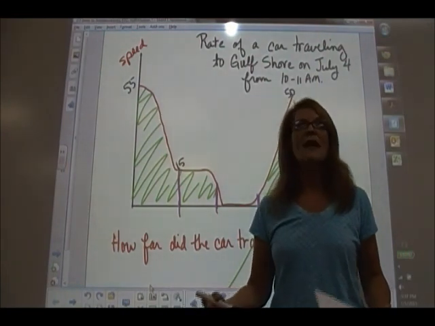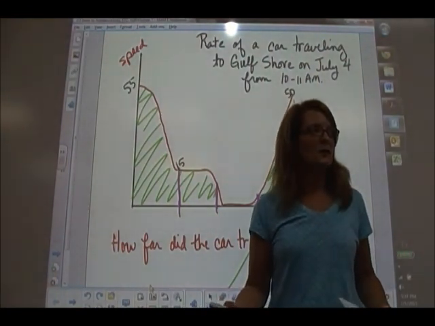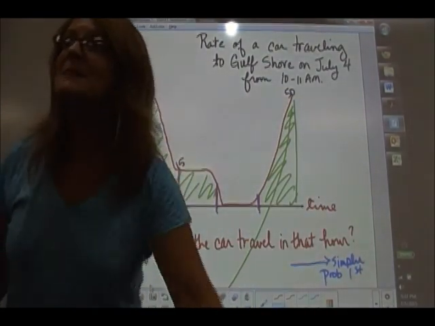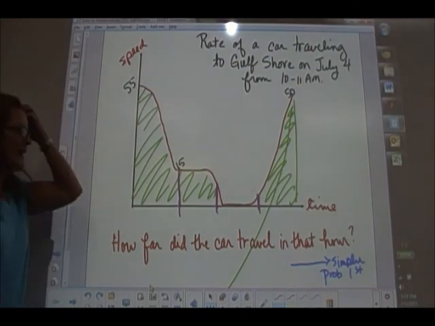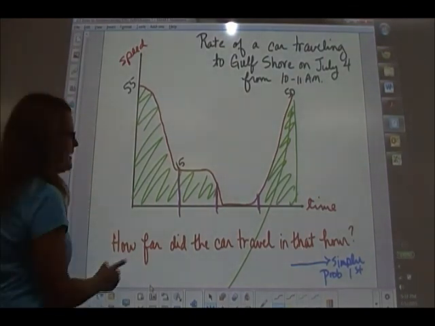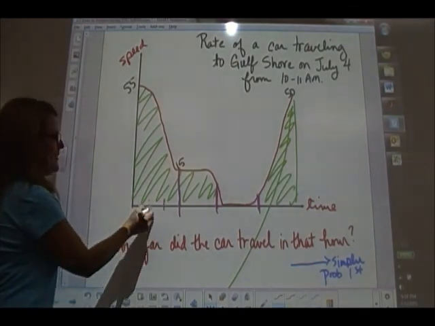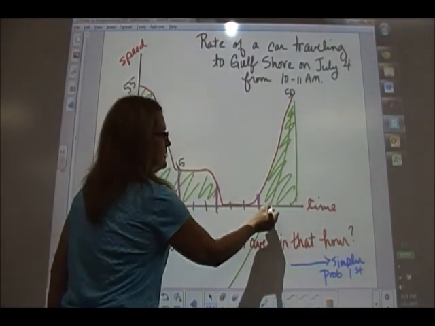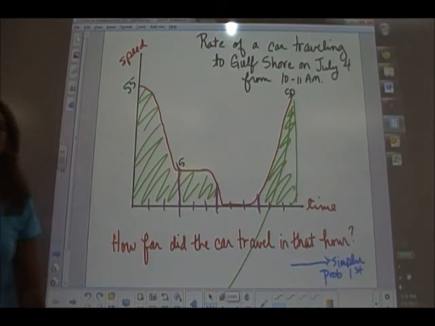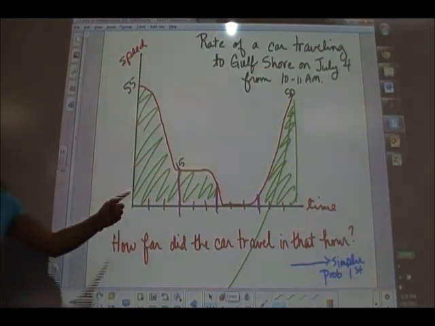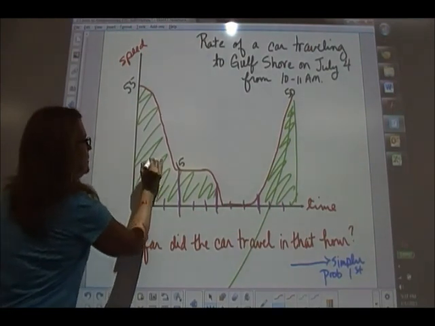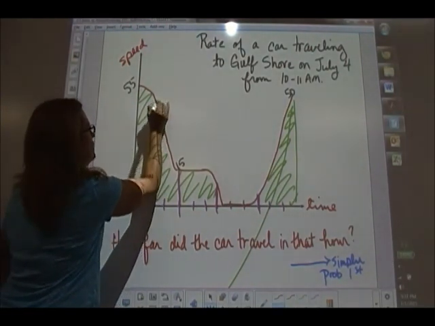So if I want to estimate, make some rectangles. Let's split it up into 5-minute segments. How about that? 5-minute segments. And in those 5-minute segments, let's draw rectangles.